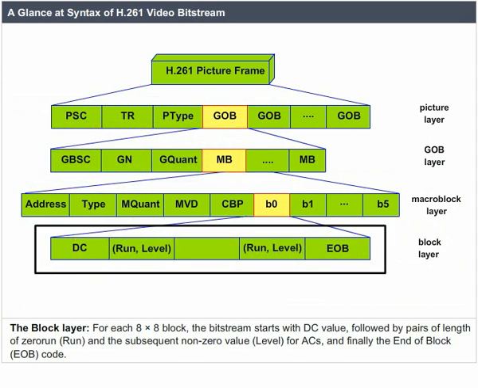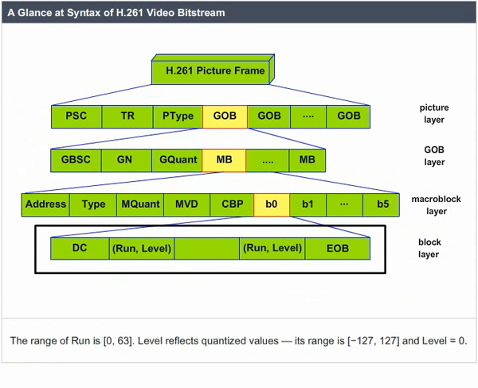For each 8x8 block, the bit stream starts with the DC value, followed by pairs of lengths of 0 run and the subsequent non-zero value, level, for ACs, and finally the end of block EOB code. The range of run is 0 to 63. Level reflects quantized values. Its range is -127 to 127, and level does not equal 0.